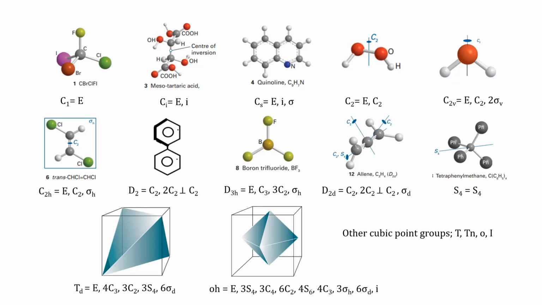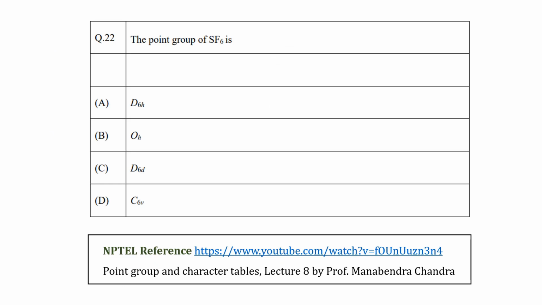We do have many point groups, and the examples are C1, Ci, Cs, Cn, Cnv, etc. Some of the point groups and examples are given here. Our question was to find out the point group of SF6, which is octahedral, and the answer is option B.